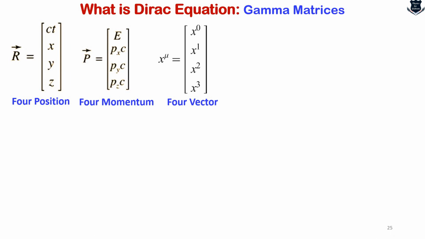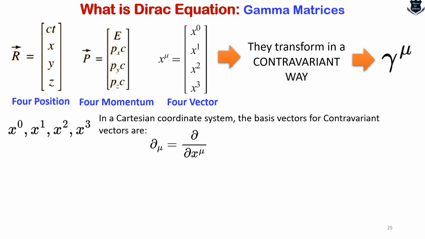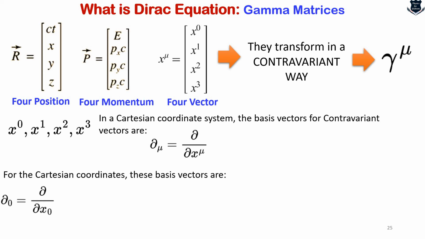So the 4 position, 4 momentum, 4 vector, they are contravariant in nature. We get the gamma matrices which is contravariant in nature. Now suppose in a Cartesian coordinate we get x0, x1, x2 and x3 in a Cartesian vector, and we do a basis vectors, then it will transform contravariantly, and it shows like this. Now if I take the Cartesian coordinates del 0 by del x0, that means how the x coordinate transforms, the y coordinate transforms, the 1, 2, 3 and so 0, 1, 2 and 3. So that is how it is. This is how the Cartesian coordinates and the basis vector transform.